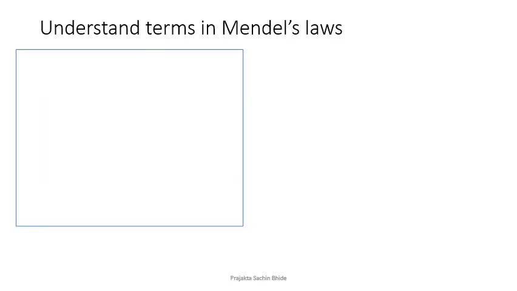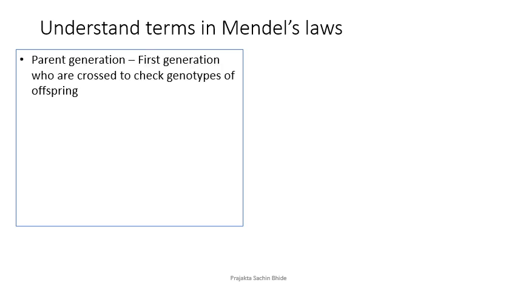Before we study Mendel's laws, Mendel's monohybrid cross and his work, we need to be acquainted with certain terms. What are they? First, every time I say parent generation, it means the first generation who are crossed or mated with each other to check the genotypes of their progeny or offspring. I will represent it as P or P1, that is, parent generation.